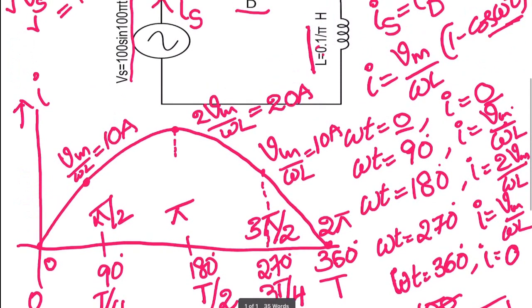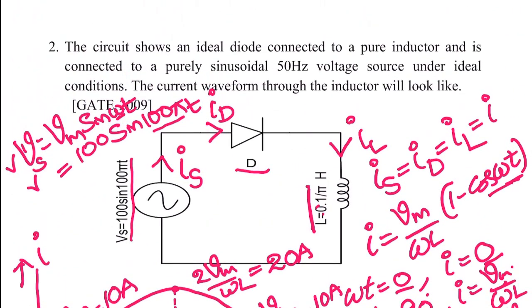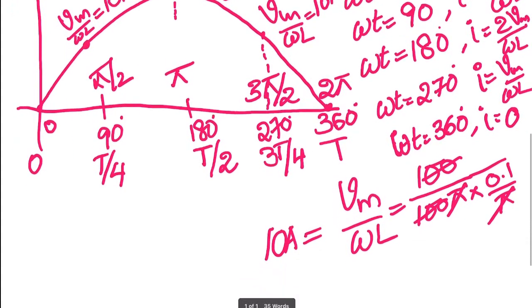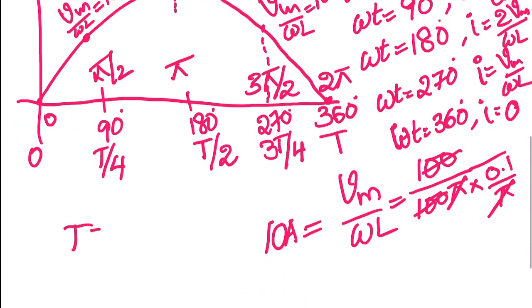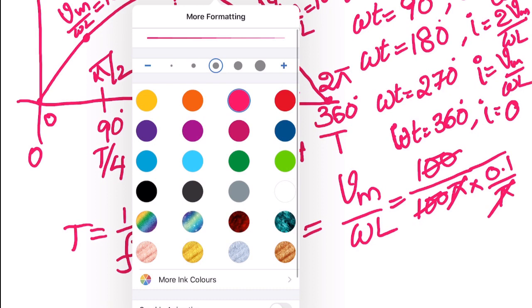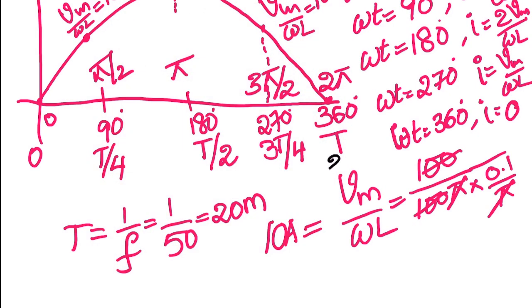In the circuit, they have given the supply frequency as 50 Hz. Whenever the frequency is 50 Hz, the time period is equal to 1 by frequency. What is the frequency they have given? 50, so this will be 20 milliseconds.